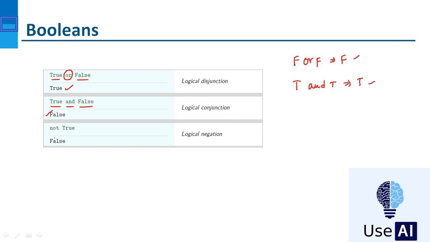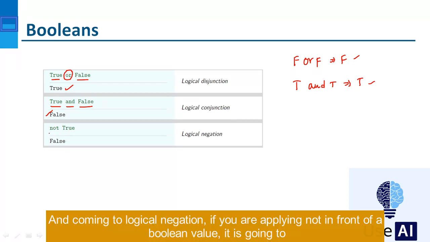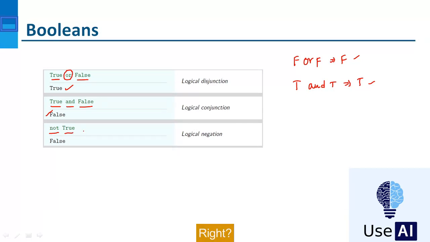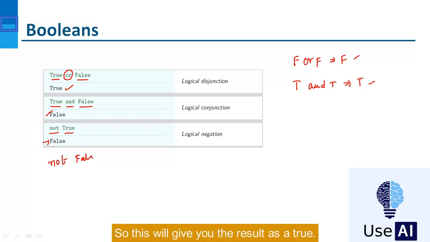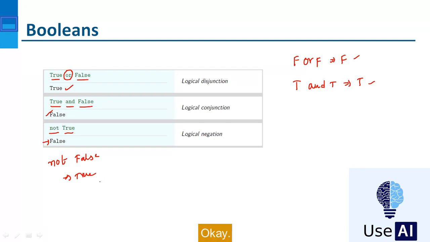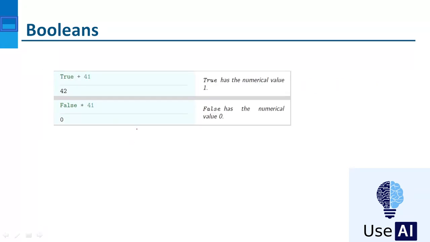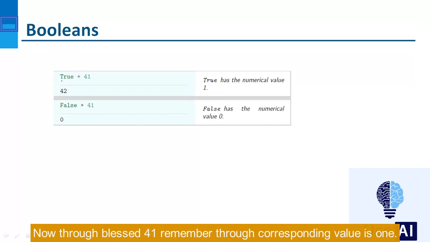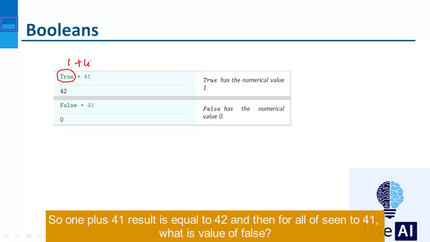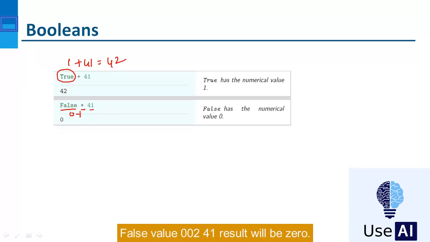Okay. And coming to logical negation, if you're applying not in front of a Boolean value, it is going to change it, right? Not true will become false. Similarly, if I apply not false, this will give you the result as true. Okay. Now true plus 41. Remember, true's corresponding value is 1. So 1 plus 41 is equal to 42. And then false into 41. What is the value of false? The value of false is 0. 0 into 41 will be 0. Okay.